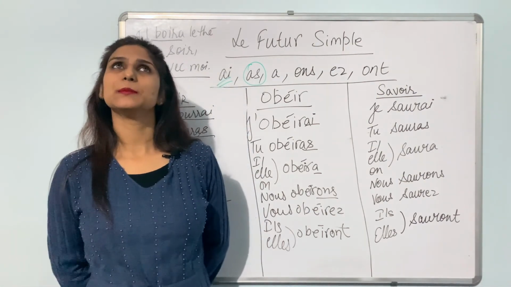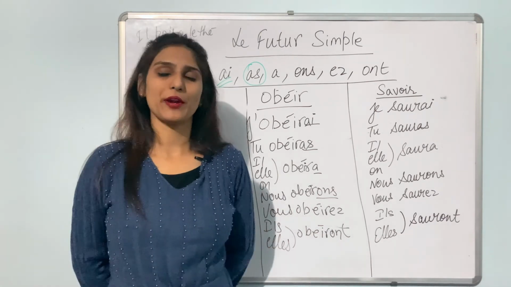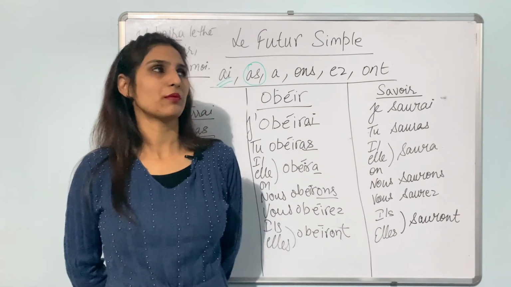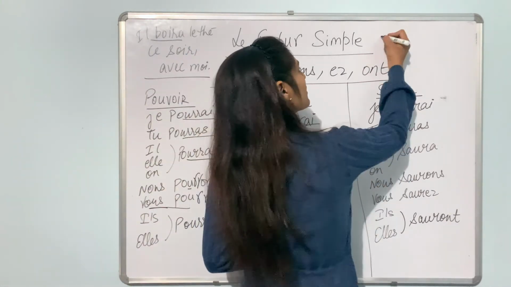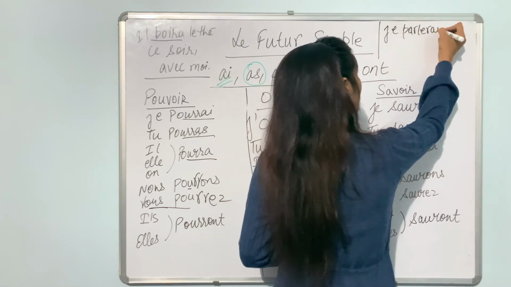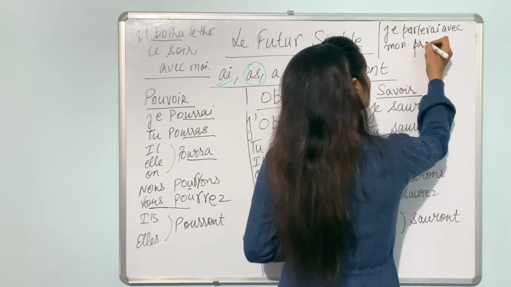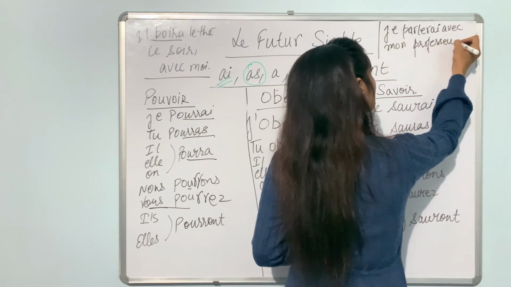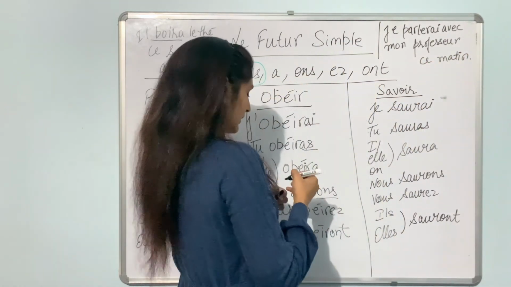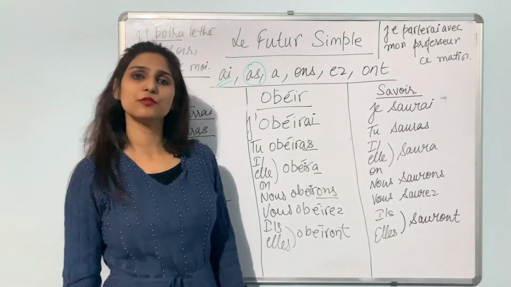For example, I want to say, I will speak to my professor in the evening. Okay, let's do morning. Je vais parler. No, that's the future approach. So I would say, je parlerai avec mon professeur ce matin. So this is how you make sentences with your futur simple.